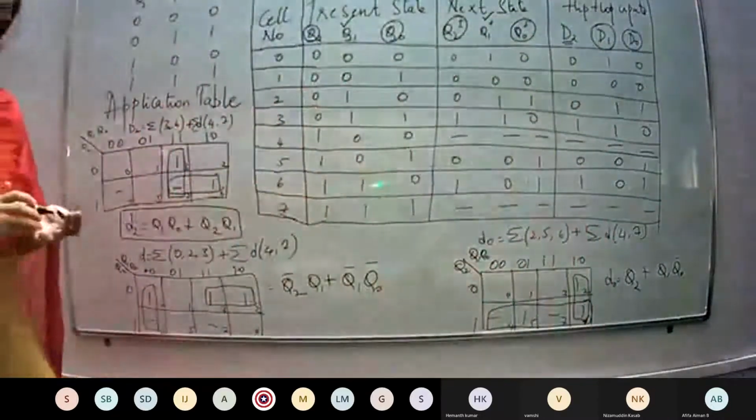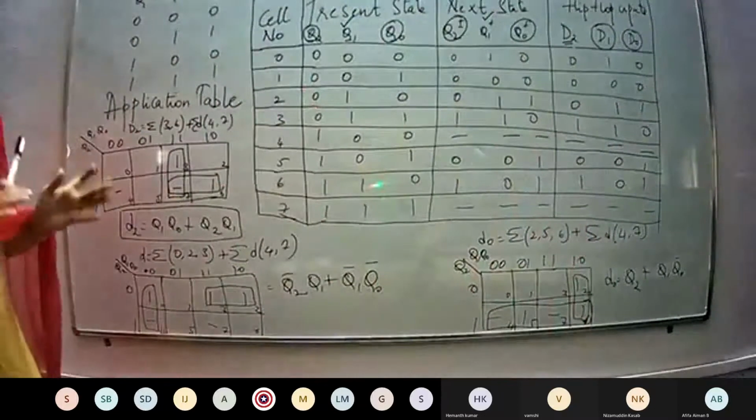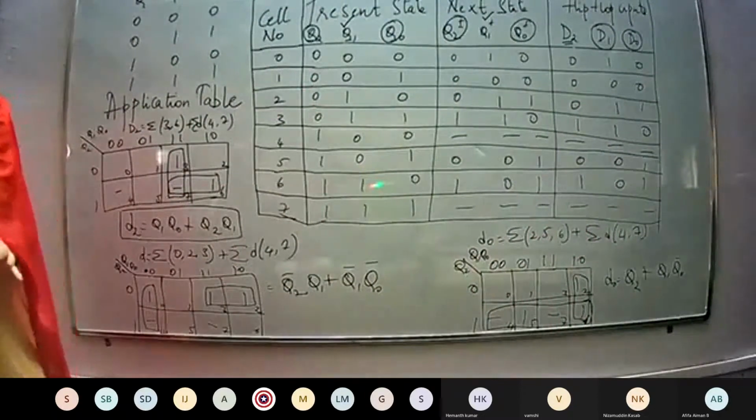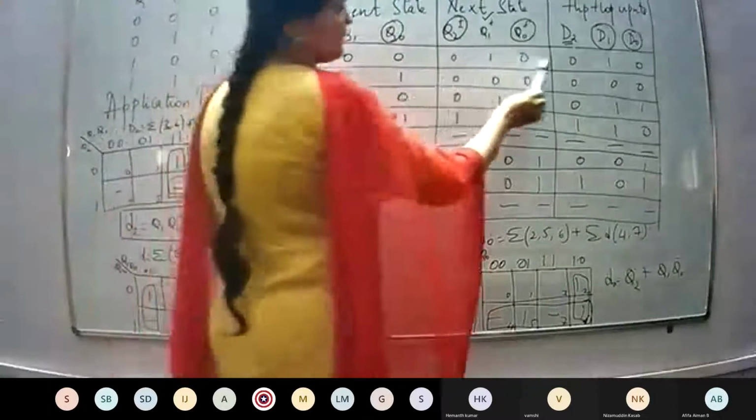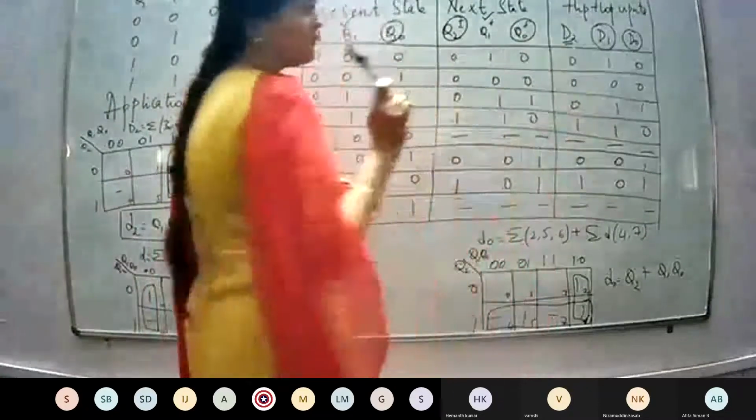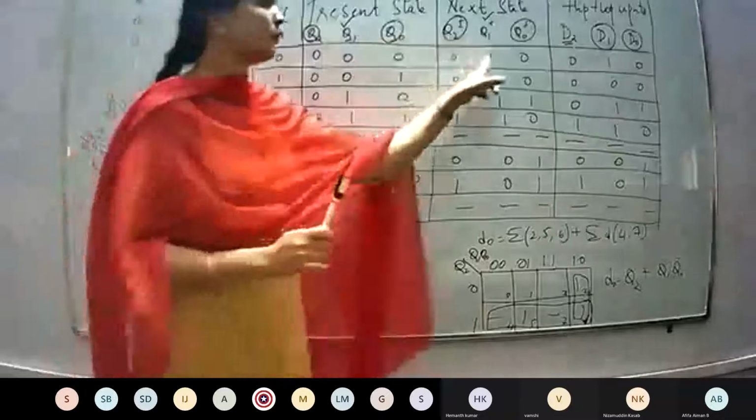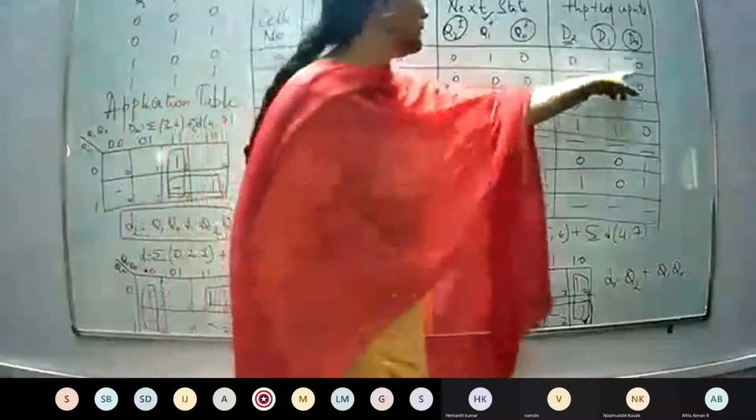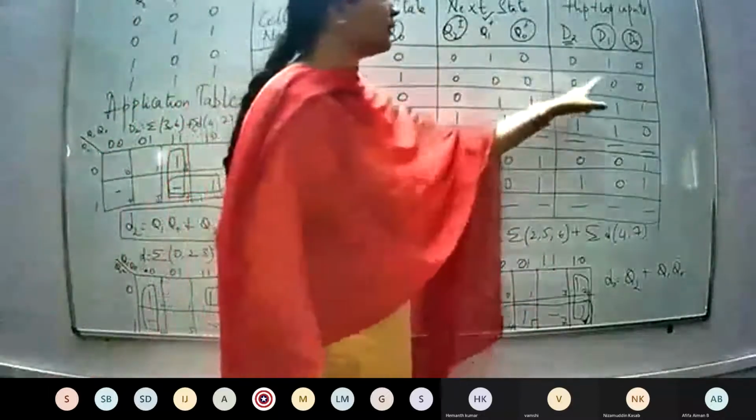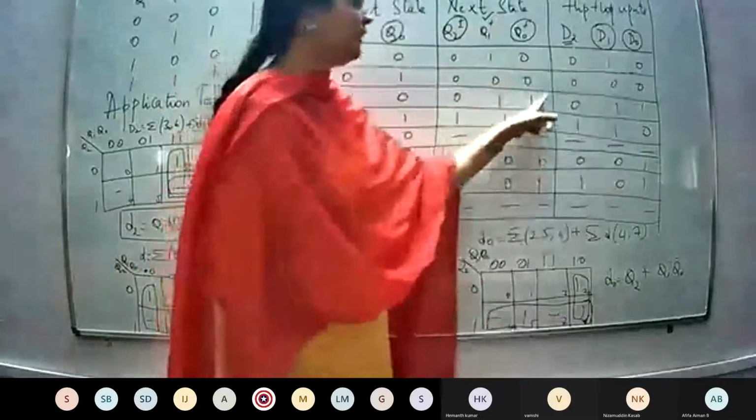One more thing, as we know, whatever is the next state, the same is the D flip-flop input. Whatever is here, the same thing you can fill. It is only for D flip-flop, not for other flip-flops. So it is 0, 1, 0. Then 0, 1, 0. 0, 0, 0. 0, 0, 0. 0, 1, 1.